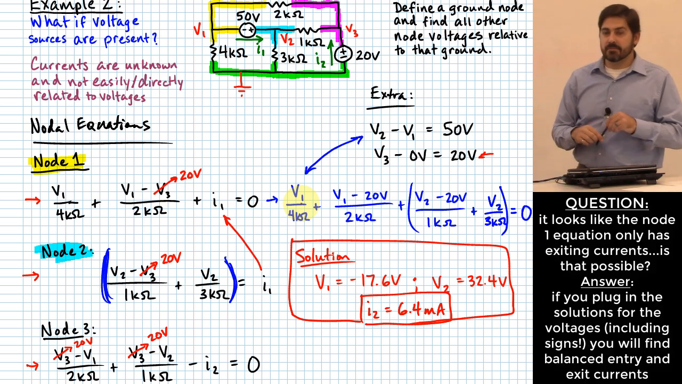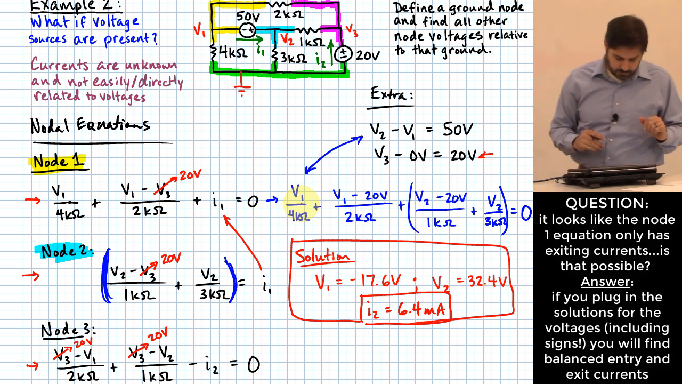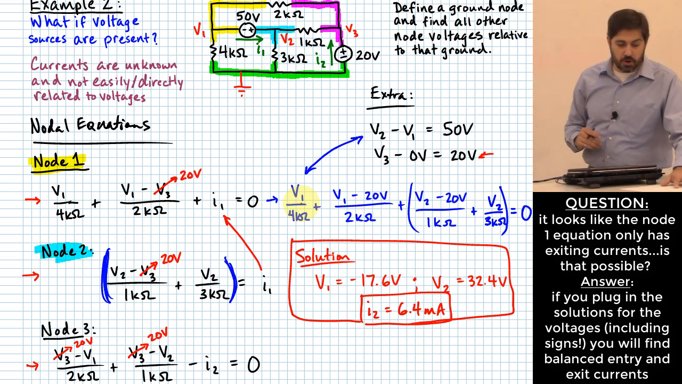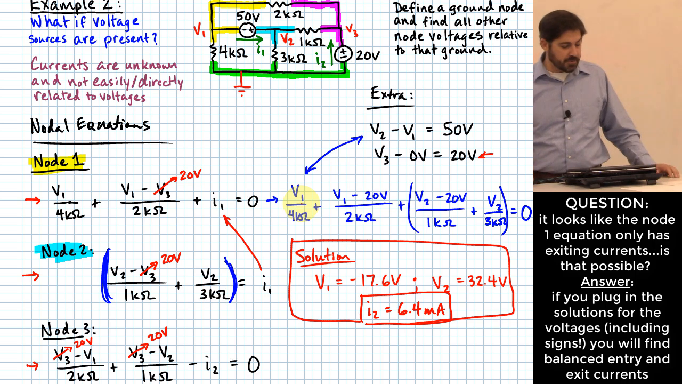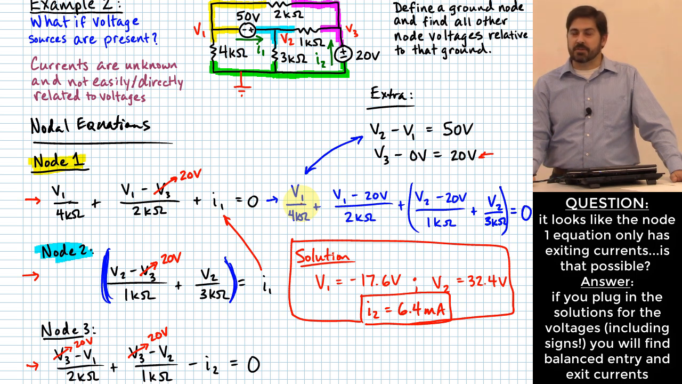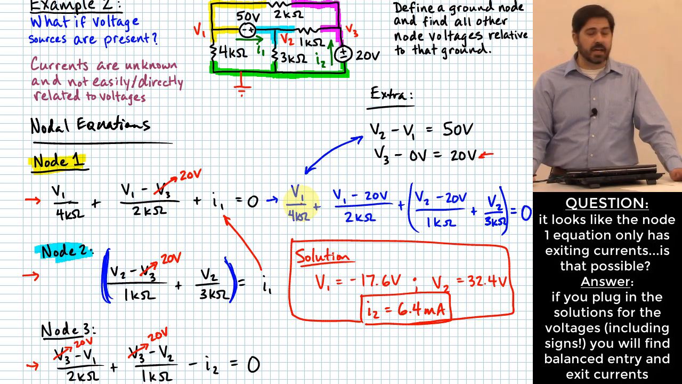Yes? On node 1, how can everything be exiting? Okay, the question is, for node 1, how is it possible that everything can be exiting the node? So let's actually dig into that a little bit. Is everything exiting the node?